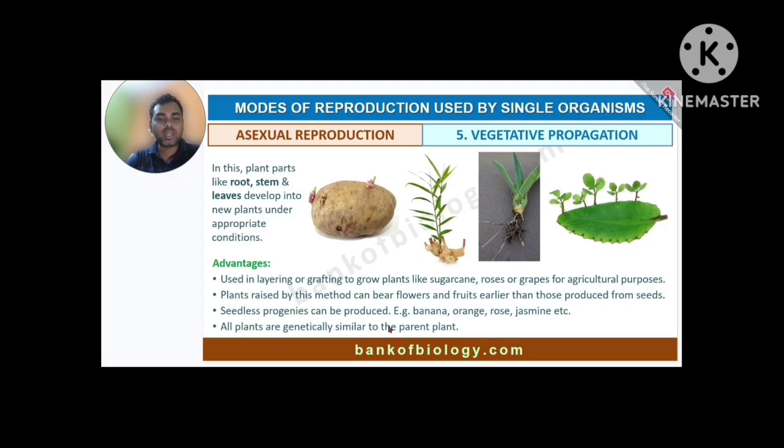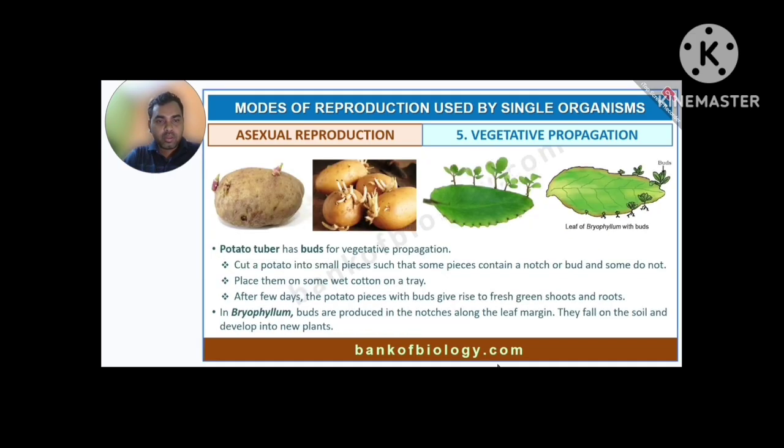All plants are genetically similar. If you collect a part from a particular plant, you can produce the same type of organism in a short time. You can see here a potted tuber which forms a bud. This bud later grows in proper conditions and produces a plant. And here you can see vegetative propagation from a leaf. This is the Bryophyllum leaf, and buds are produced from the notches along the leaf margin, fall on the soil and develop into new plants.